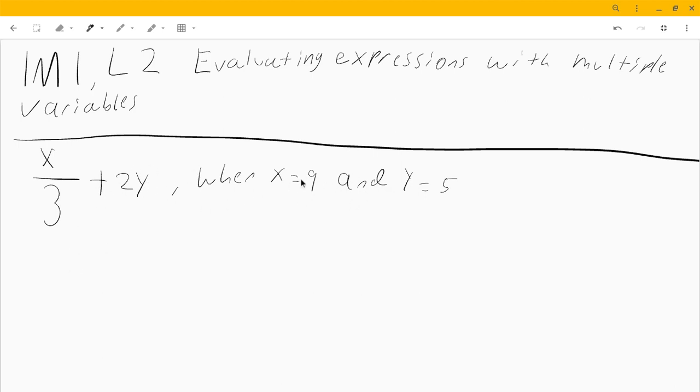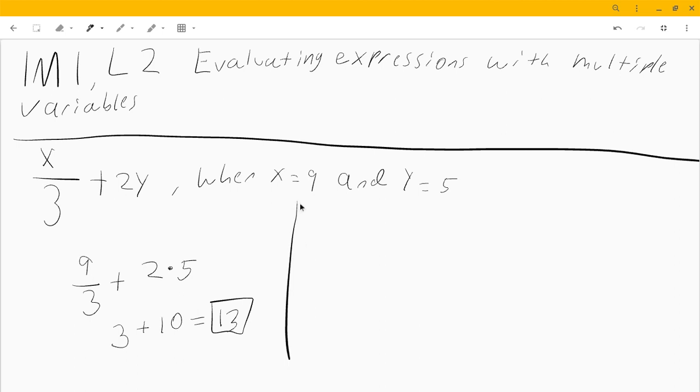So we would substitute x for 9. So you'd get 9 divided by 3 plus 2 times, well, in this case, y would be 5. So we would multiply 2 times 5. So 9 divided by 3, that's just 3. Plus 2 times 5 is 10. So we just write 10. And 3 plus 10 is 13. So when x equals 9 and y equals 5, this expression will produce an output of 13.